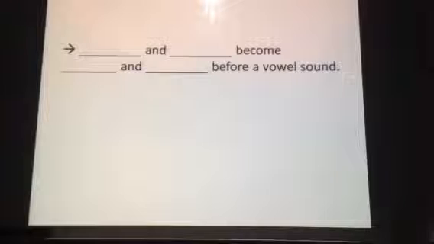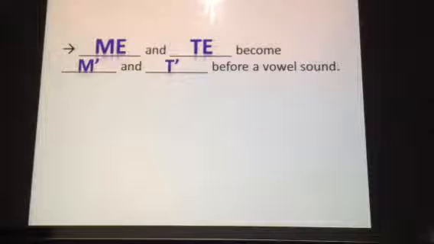Now in your notes, skip down to the part that has the arrow. And there's a little rule with me and te. When you have me and te before a vowel sound, they become M apostrophe and T apostrophe. And above that part, let's look at some examples. I have two columns here. The first column are examples before a consonant sound, and then on the second part, examples before a vowel sound.